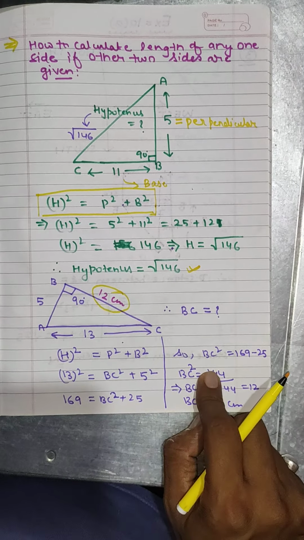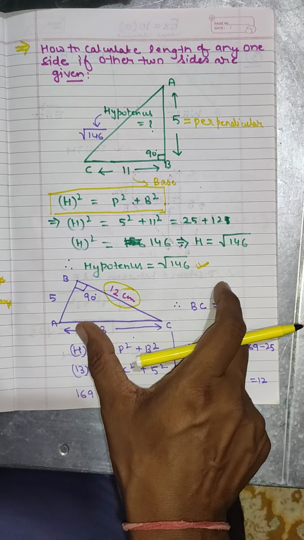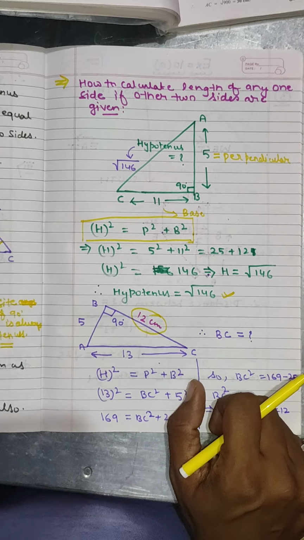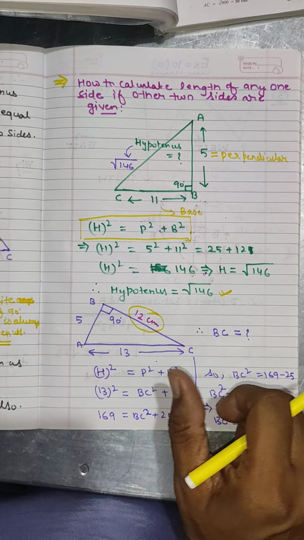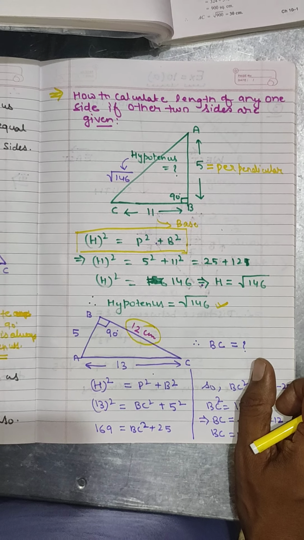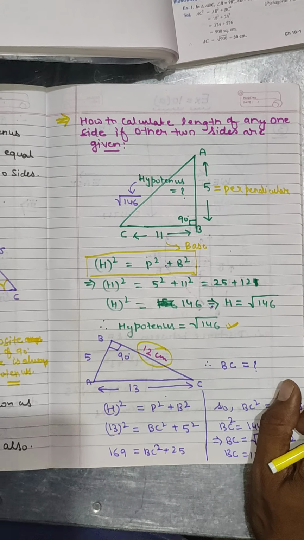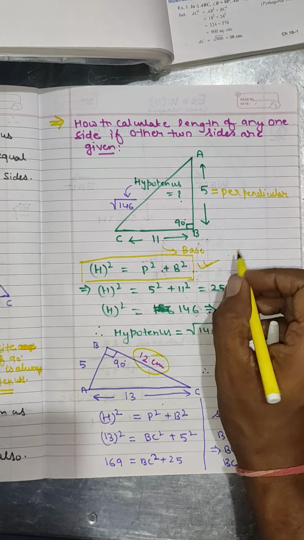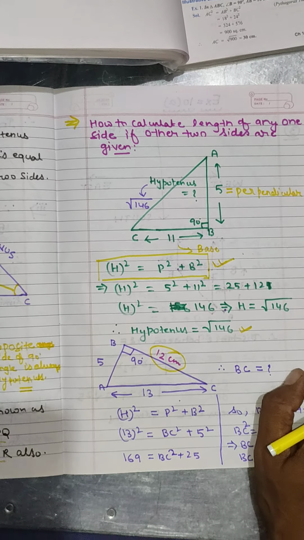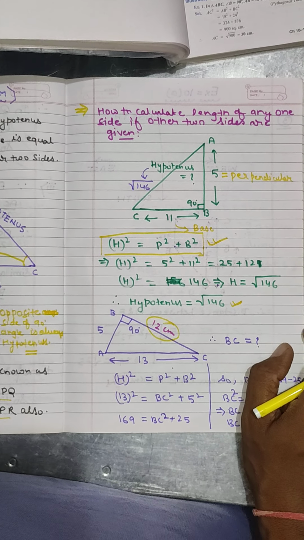So in this way we have concluded what the basic use of the Pythagoras theorem is. If we have three sides in a right angle triangle, and we have two sides, and the question is asking to find the third side, we can apply the Pythagorean formula, that is hypotenuse square is equal to perpendicular square plus base square, and we can find the third one. I believe this introduction part of the Pythagoras theorem is clear to all of you.